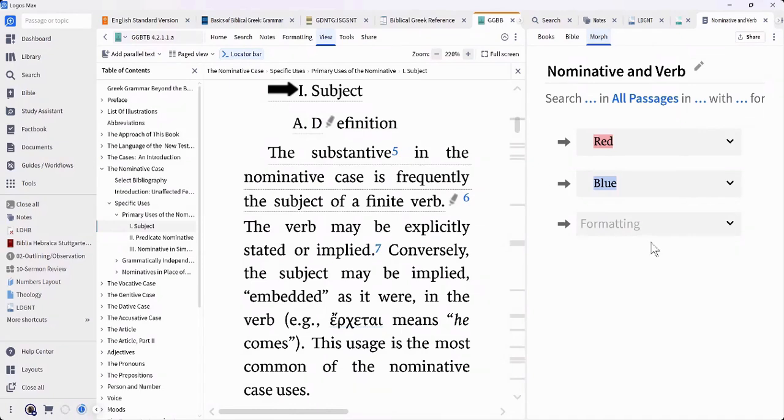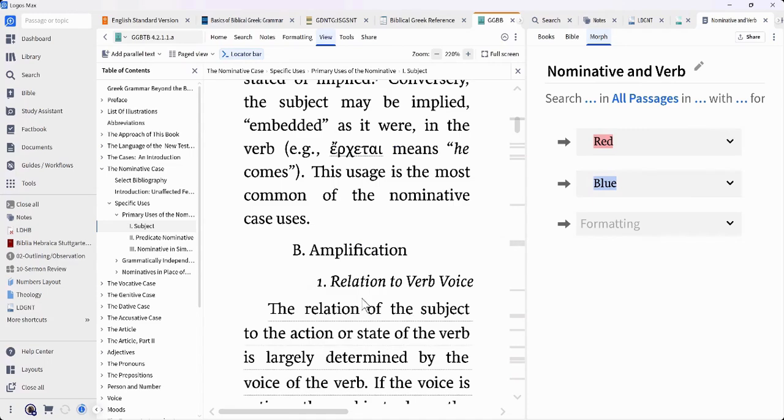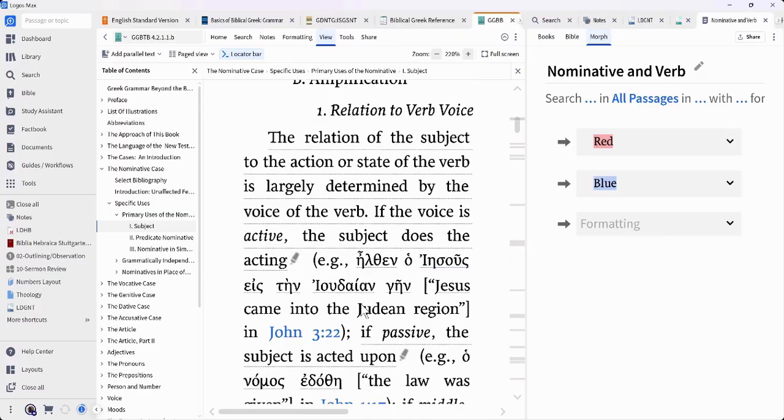So in this verb here, erchetai, it means that he comes. If I was to have a noun that would be he, then there would be an emphasis there. The relation of the subject to the action of the verb is largely determined by the voice of the verb. If the voice is active, the subject does the acting. If it's passive, the subject is acted upon.